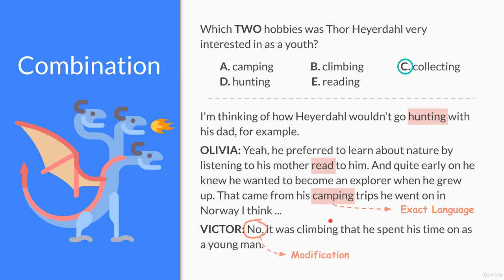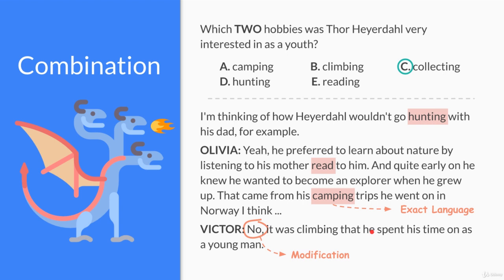Another thing that they're doing here is modification. So notice how Olivia says, that came from his camping trips he went on in Norway, I think. But then Victor corrects her. He says, oh no, that wasn't it. It was climbing that he spent his time on as a young man. See? So what is the correct answer, guys?